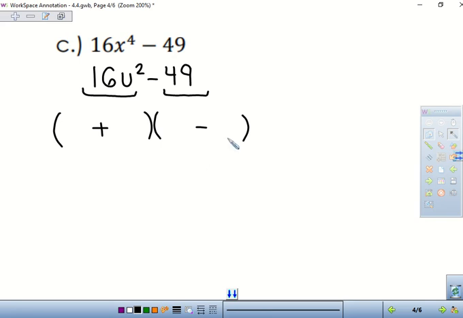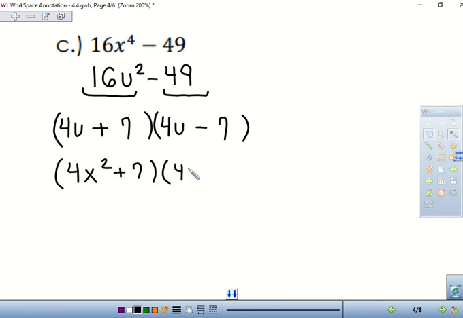What would be the square root of 16? What is the square root of u squared? U. So that would be 4u. And then the second part, of course, is dealing with the second term. What would be the square root of 49? 7. And then finally, of course, we can't leave it as u. We have to replace u with x squared. So we get here. And what you want to just verify is we don't have another difference of squares.